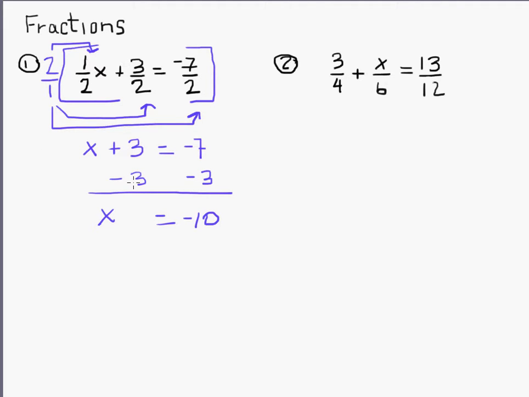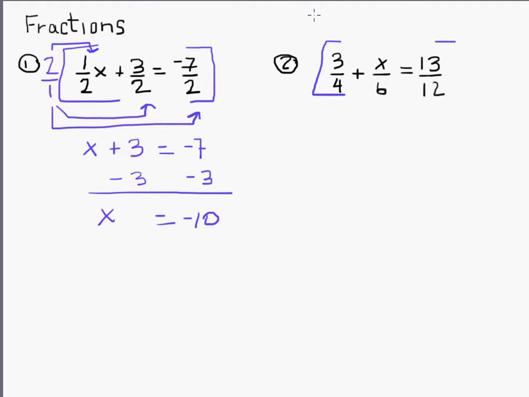Okay, so this problem was pretty good and easy. It was easy to see a common denominator. But here you can see in the second problem I have 3 different denominators. We have 4, 6, and 12. So we have 3/4 plus x over 6 equal to 13/12. The number that I'm going to choose to multiply this equation by is the least common denominator of these 3 numbers, 4, 6, and 12. And that number would be 12.